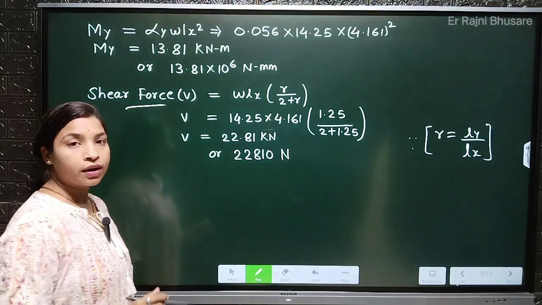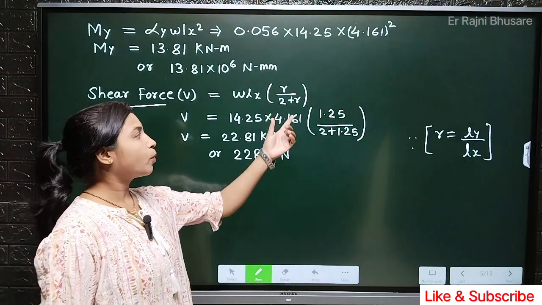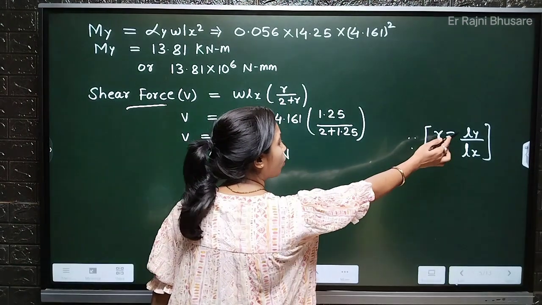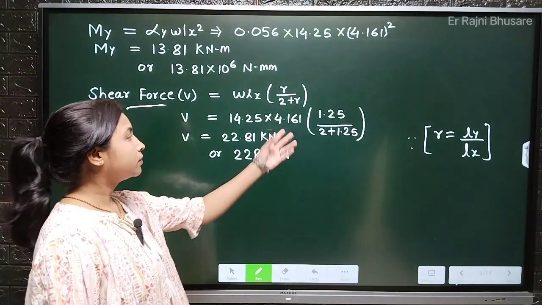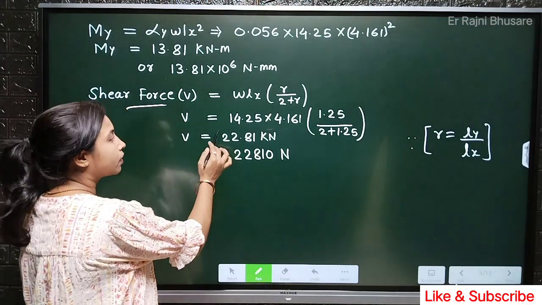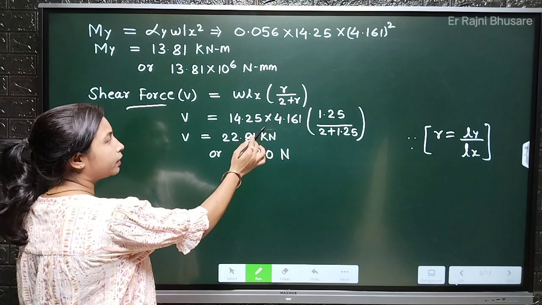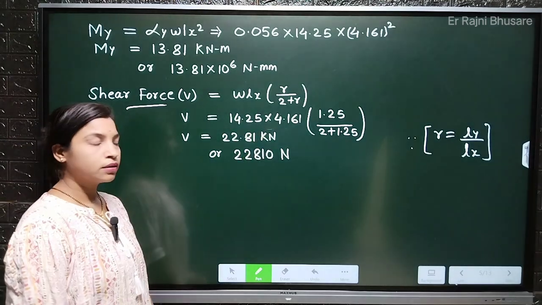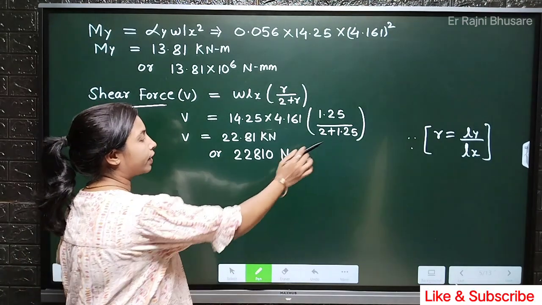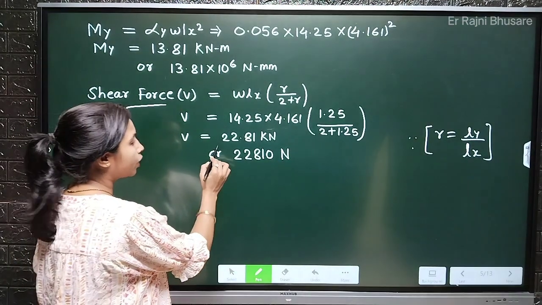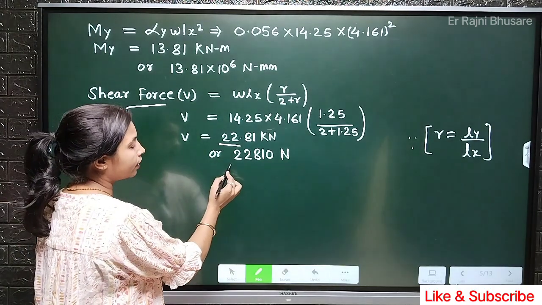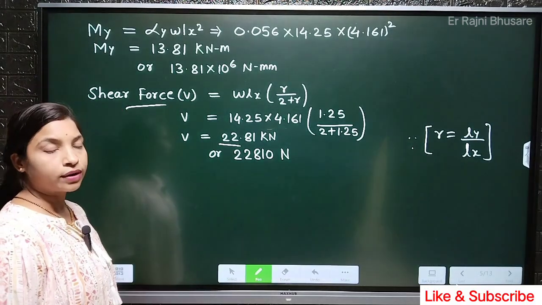It is denoted by V and their formula is W Lx R upon 2 plus R. And let me tell you one thing, R is denoted by the ratio Ly upon Lx. So here we are taking the value of Ly upon Lx. Our W is 14.25 multiplied by Lx is 4.161 and R is 1.25, and 2 plus 1.25. So our shear force is 22.81 kilonewton, and I am taking it in Newton. So here 22,810 Newton. Is that clear?